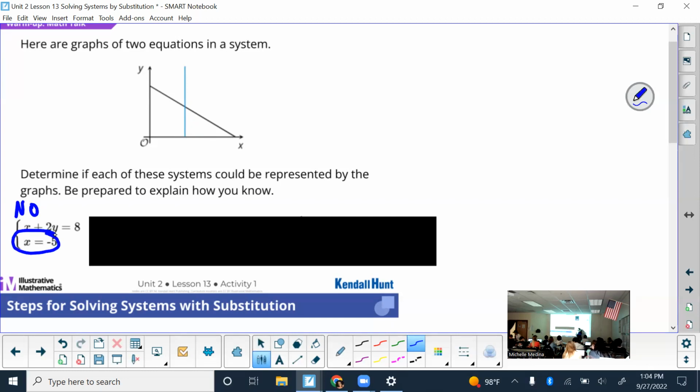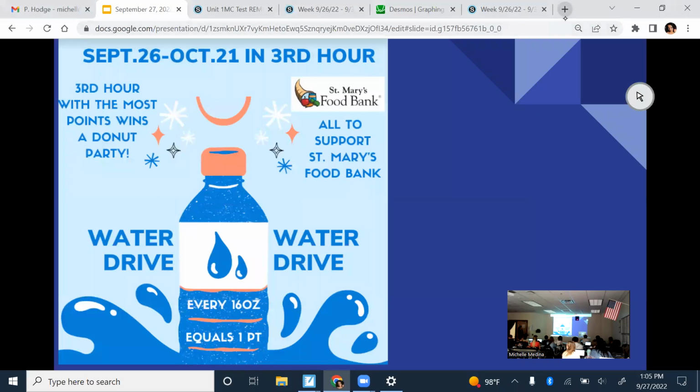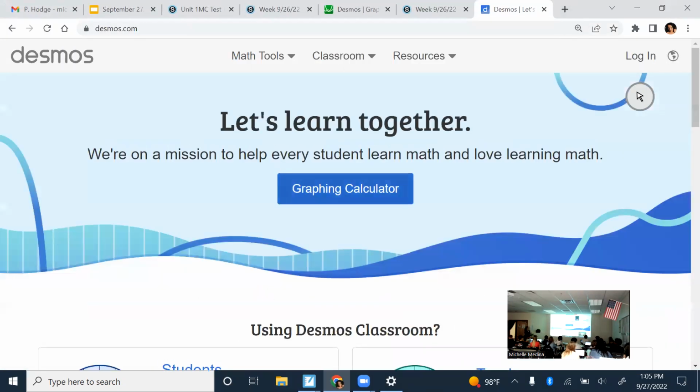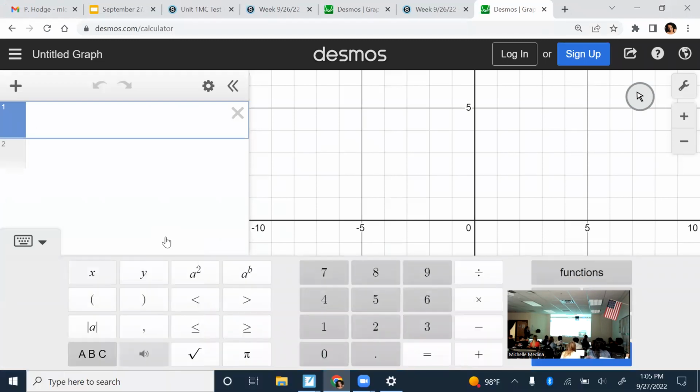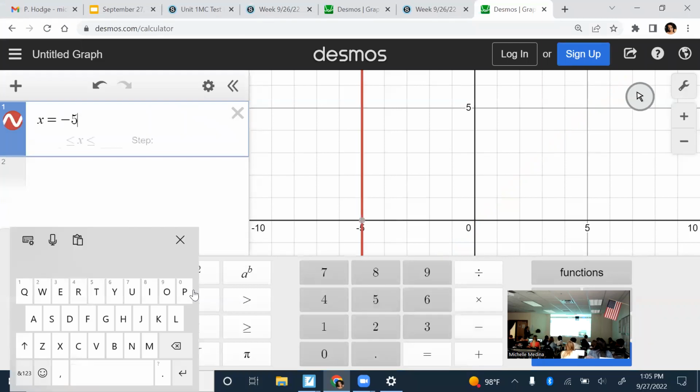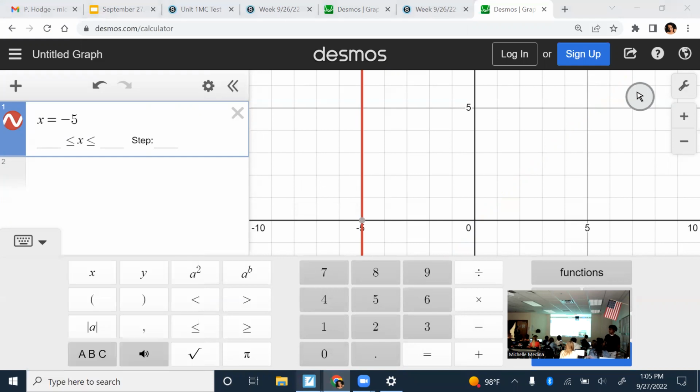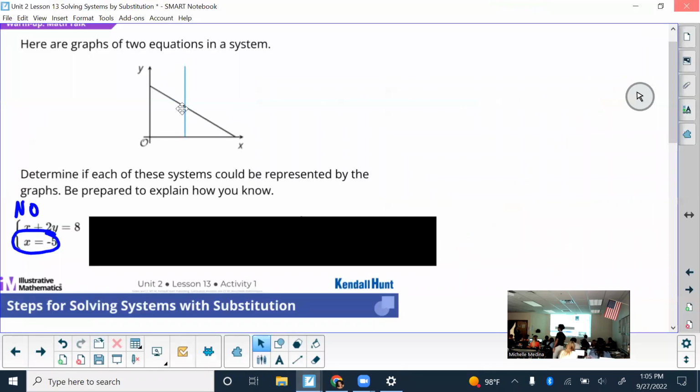That isn't necessarily why, but am I allowed to have lines that don't have a y in them? Can I graph lines that don't have the letter y in them? Yeah, it'll just be a straight vertical line. So let's see what that would look like. If I type in x equals -5 into my graphing calculator, look what pops up. It's a vertical line where the x is -5.